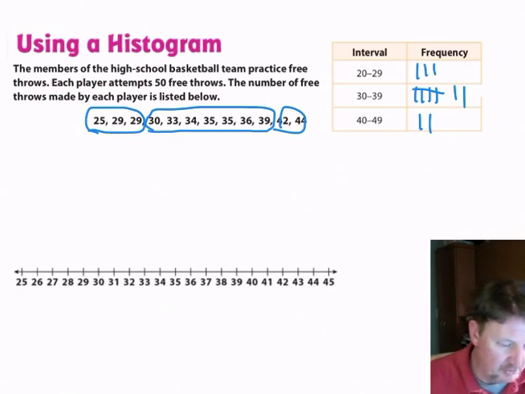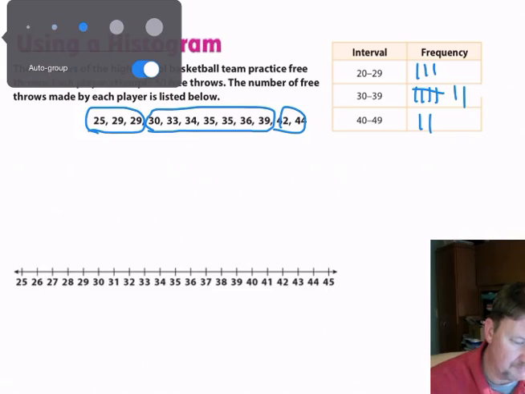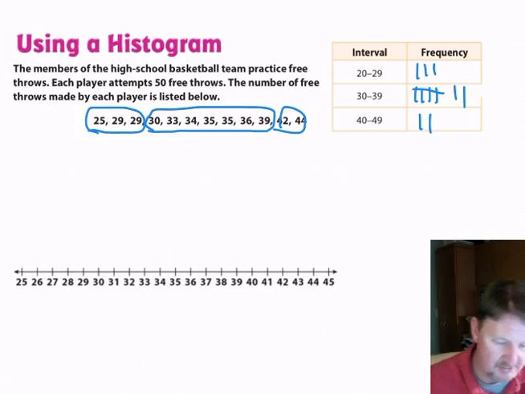Now we're going to plot this. So I had 25, I had 29, I had another 29, so we're doing something like a dot plot. I had 30, I had 33, I had 34, I had 35 twice. I had 36, I had 39, I had 42, and I had 44.